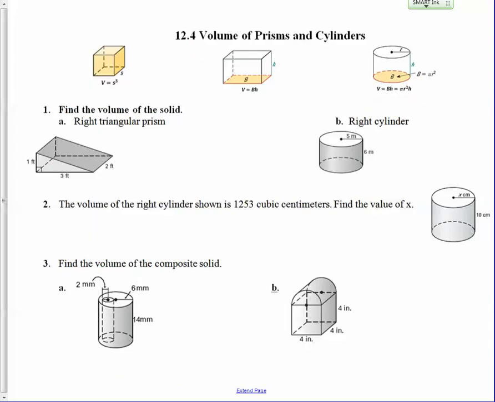Okay, let's talk about the volume of prisms and cylinders. Strictly speaking, it is always the area of the base times the height, no matter what the base is. So look at this. If the base is the circle, then still the area of the base, pi r squared, times the height, the distance between the bases. Example number 1, find the volume of that solid.